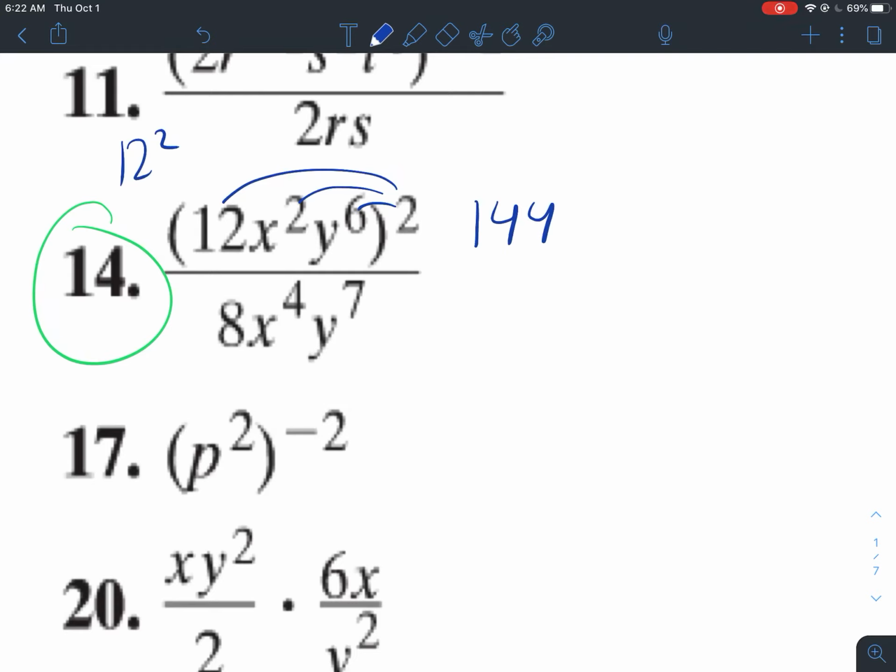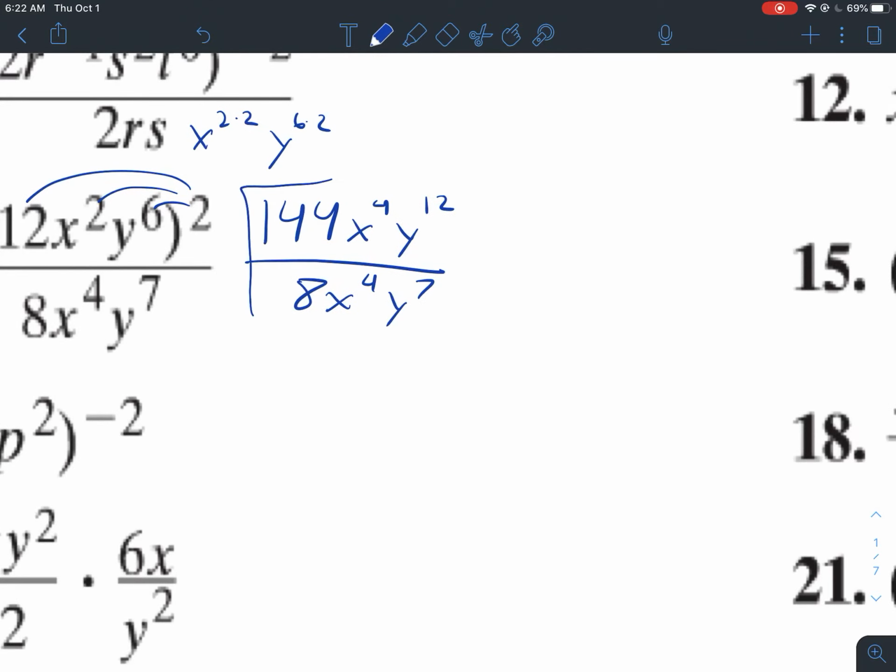And now we have to use our power rules. With exponents, our rule is that when you raise a power to a power, you multiply. So you would get x 2 times 2 and y 6 times 2. So when you raise a power to a power, you multiply. So you would get x to the 4th and y to the 12th, all over 8 x to the 4th, y to the 7th.